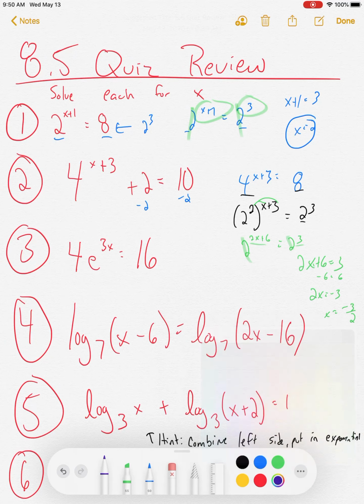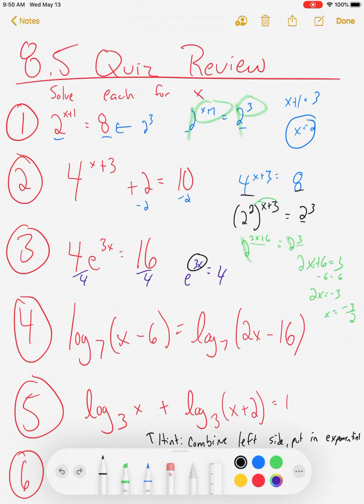Okay, next up, I want to get my base and exponent alone in number 3, so I've got to divide by 4, divide by 4. Get e to the 3x equals 4. Now, this is up in the exponent, and I can't make 4 a base of e, so how do I get rid of that? Well, the first thing I do is get rid of the e. So remember, to get rid of an e, we take something called the natural log. So I'm going to say the natural log of e to the 3x equals the natural log of 4.